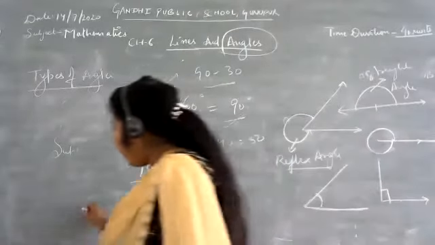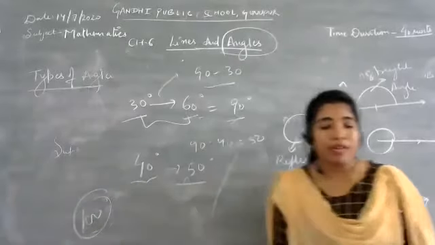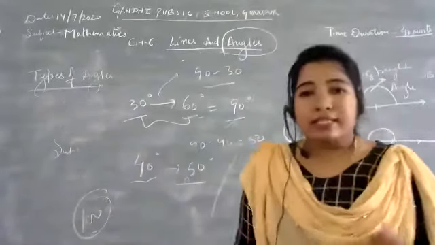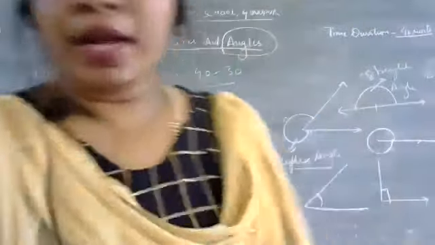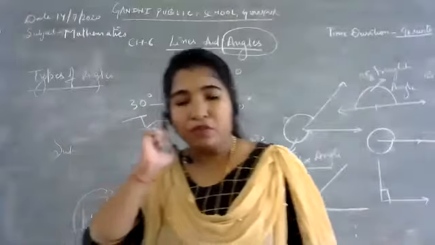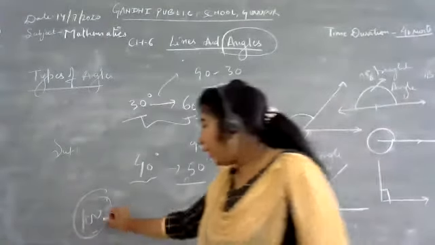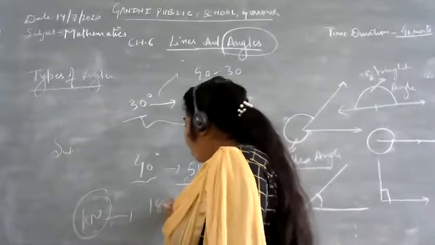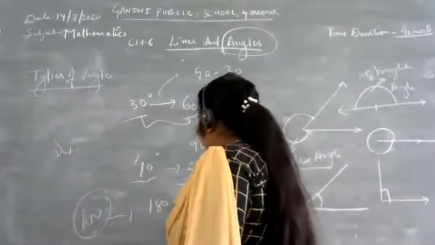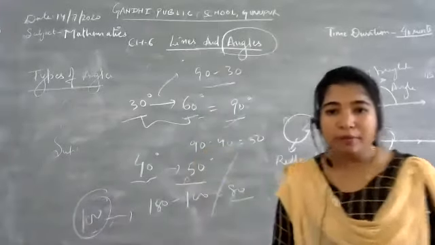Similarly, if 100 is given to you, and anybody asks you about its supplement, what will it be? The supplement of 100 will be 80. How do you get it? 180 minus 100, that is 80. So 80 is my answer. Okay?